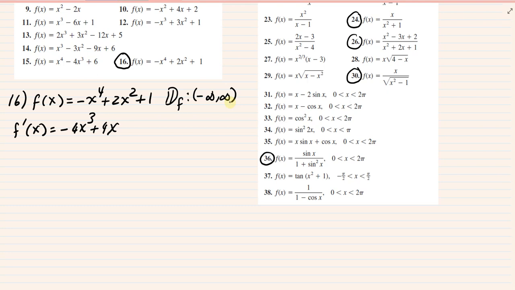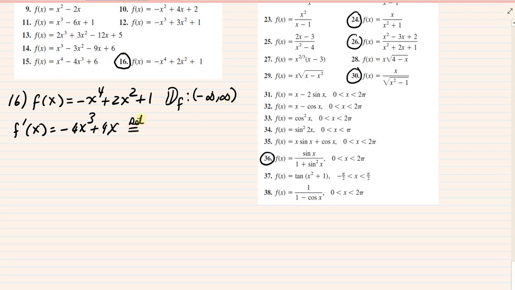We're not talking about any function if it doesn't exist. Now, the derivative itself is a polynomial function, and polynomial functions are differentiable everywhere. So there is no point at which f prime is undefined. So the only critical number is where f prime x equals 0.